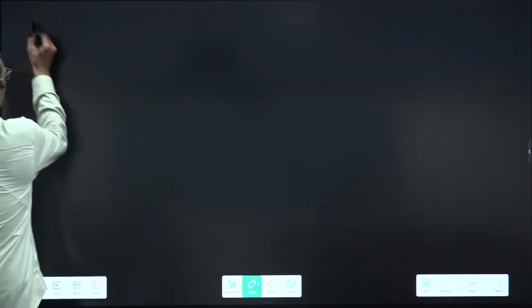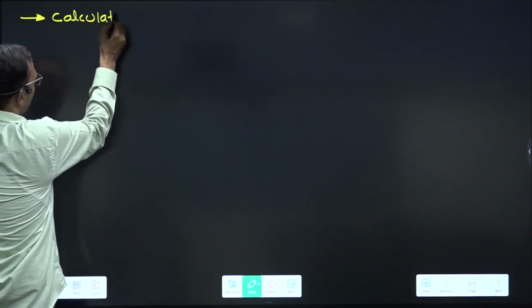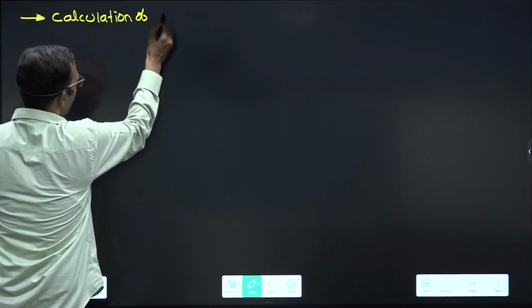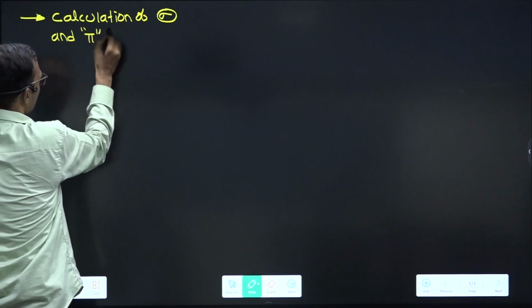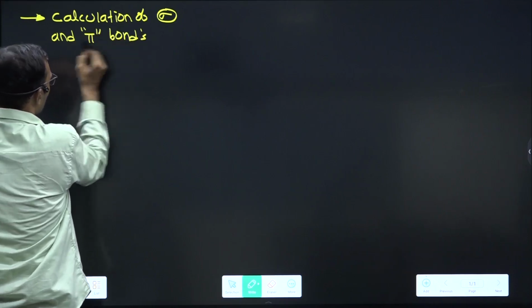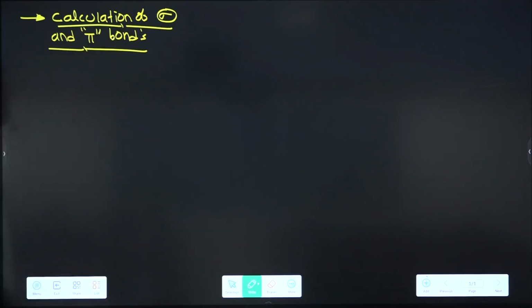Next topic, calculation of sigma and pi bonds. How to calculate sigma bonds and pi bonds in a given skeleton. Sigma bond calculations and pi bond calculations in a given molecule.